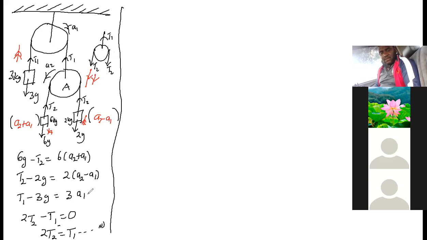Equation 3, equation 2. No, this is equation 4. This is 3. This is 2. Then I get minus A1. How did I get, how I got minus this? A1. This one, eh?